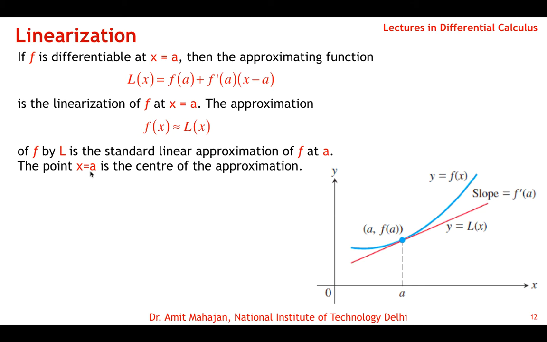The point x equals a is the center of approximation, that is, the point where we draw the tangent is called the center of approximation, and we can only approximate the function by the tangent line in the small neighborhood of this point. If we move away from this point, the function and the tangent line may not give a good approximation.